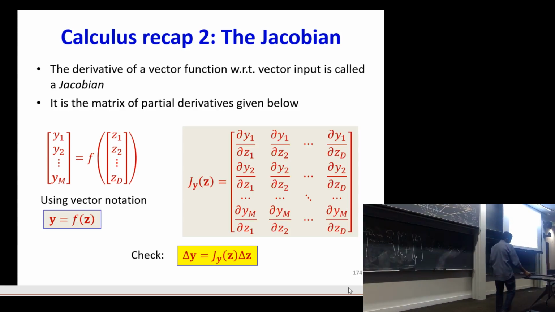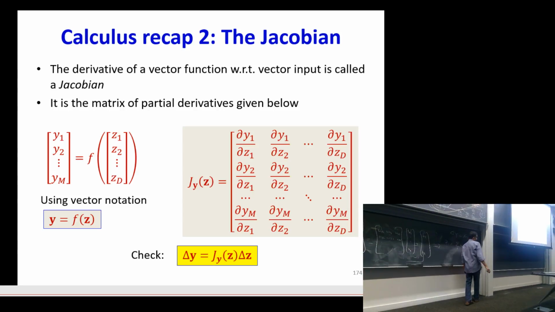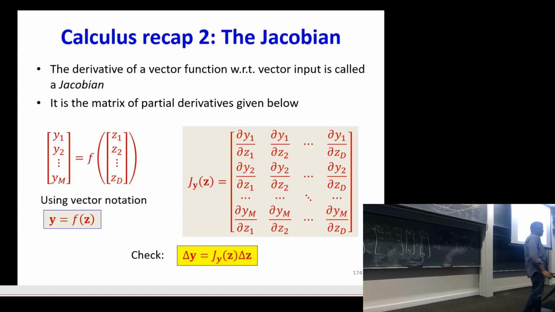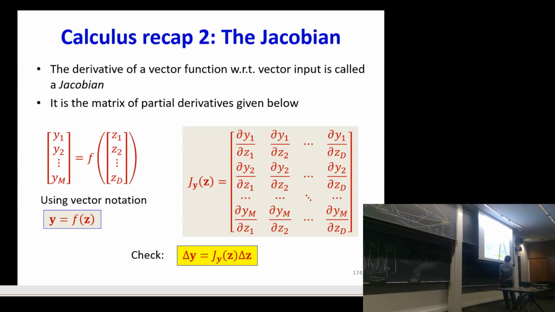Because remember a basic definition for derivatives, we said delta y equals whatever the derivative times delta x. So the delta x is a column vector. What was the derivative? It was a row vector. This was the way we defined it. So this first row is just the gradient of y1 with respect to this vector. The second row is the gradient of y2 with respect to the input vector, and so on.